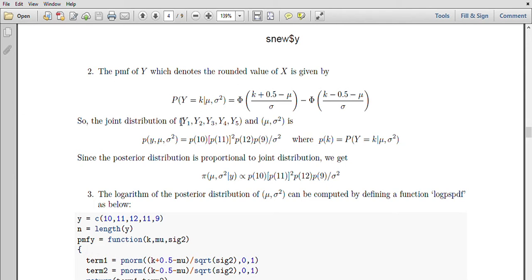So now we have 5 values of y. So the joint PMF of these yi's will be, because 11 we have observed twice and then we have observed 10 and 12 and 9. So the probabilities will be P10, P11 square, P12, P9 by sigma square.